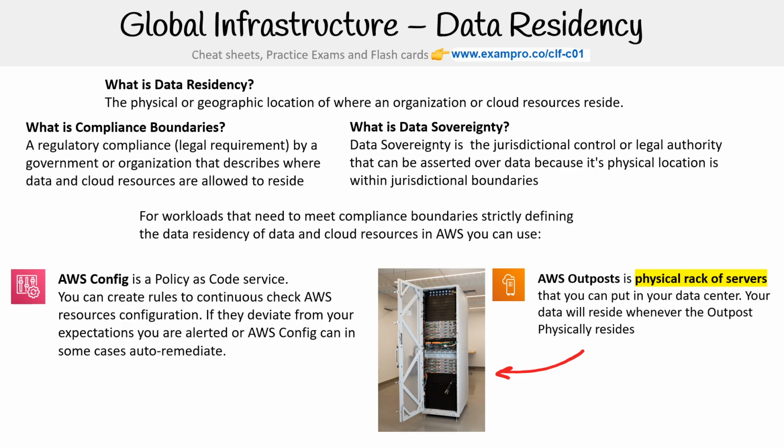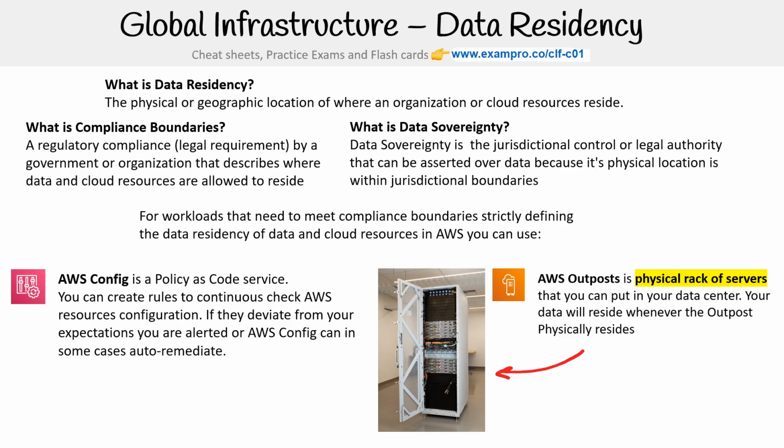Another is using services for governance, like AWS Config. This is a policy as code service, so you can create rules to continuously check AWS resource configuration. If they deviate from your expectations, you are alerted, or AWS Config can in some cases auto remediate. So if you had an AWS account that is only to be used for Canada resources, and somebody launches something in another region, you could get an alert or tell AWS Config to go delete that resource.